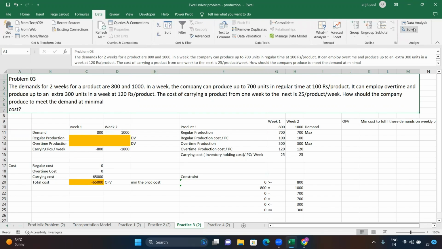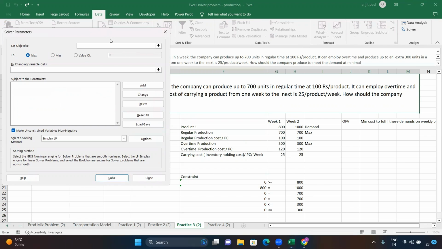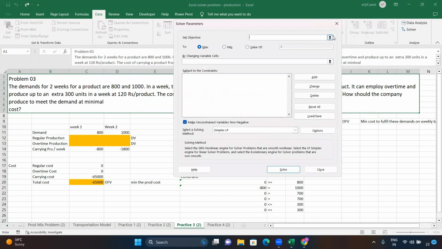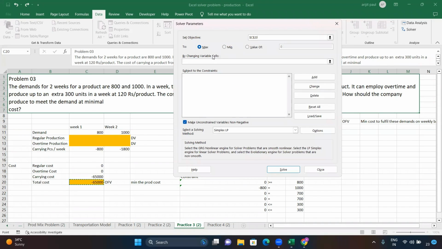Now go to Data, go to Solver, reset. Okay, so what is our objective function? We have already formulated our objective function here. So click that cell. Here we need to find out the minimum cost, right? So instead of max, here we need to select the min option. Okay, so select this min.